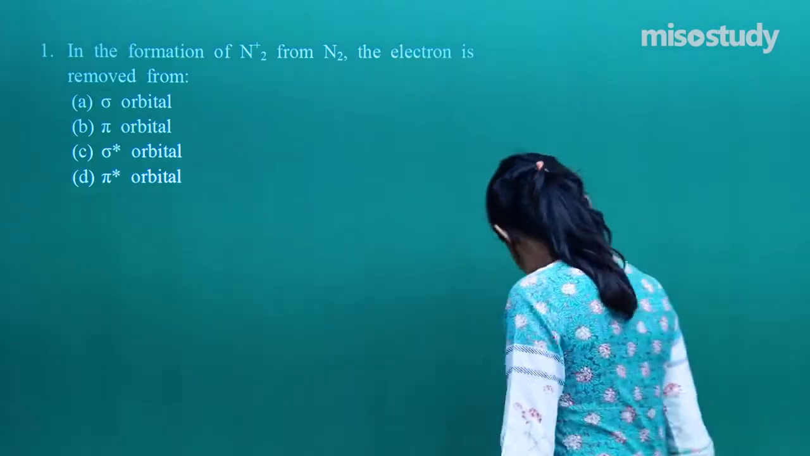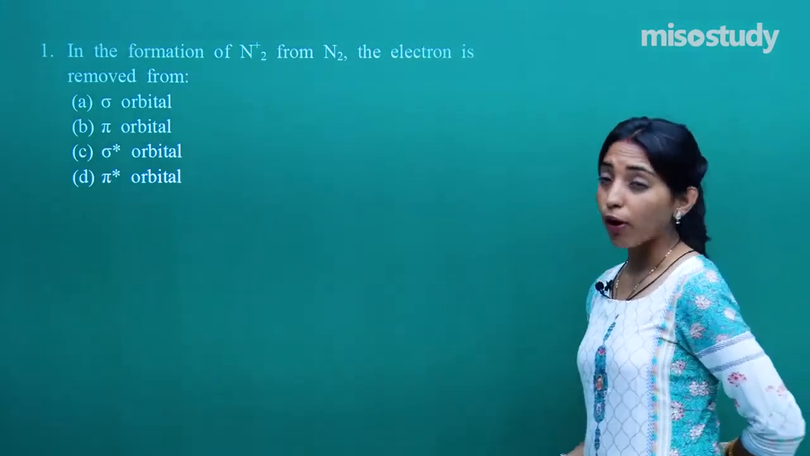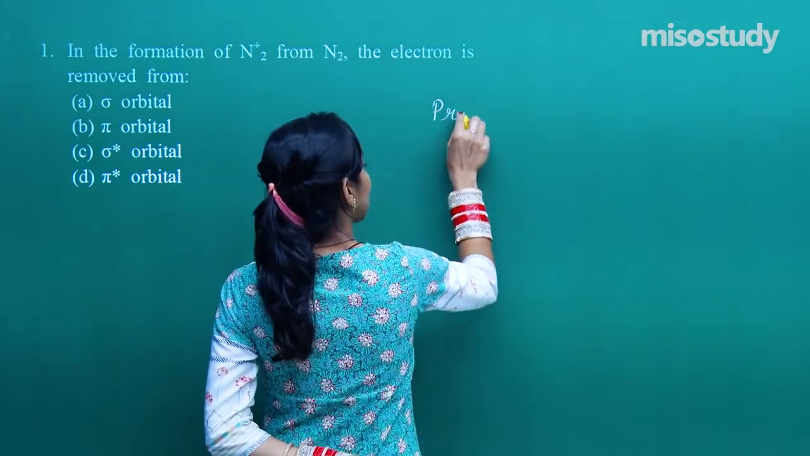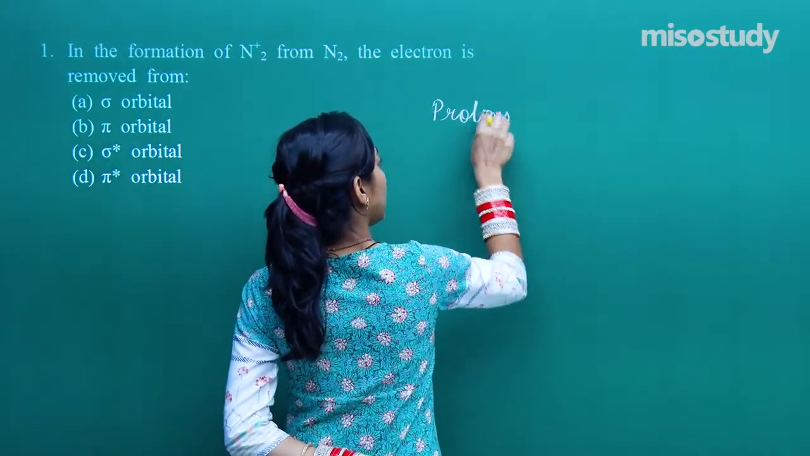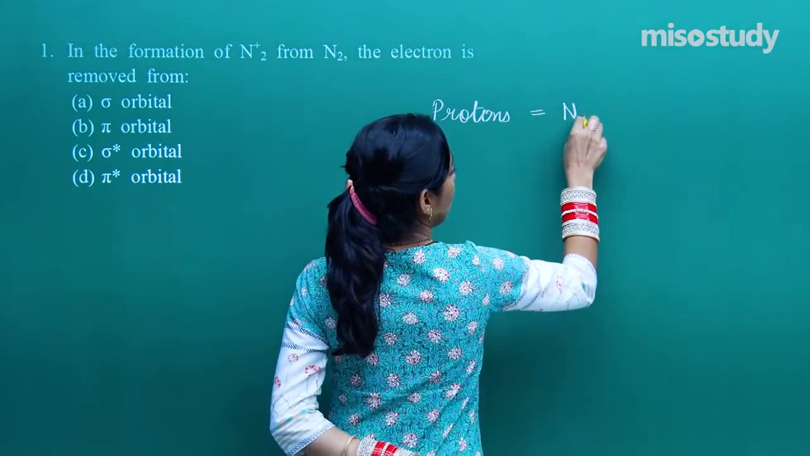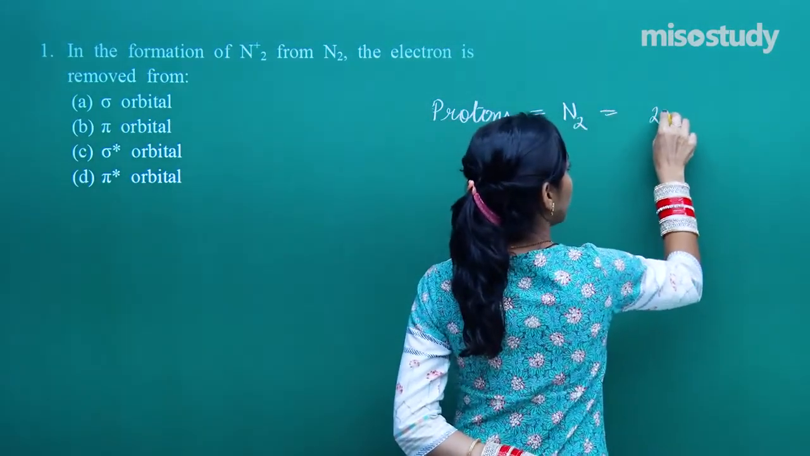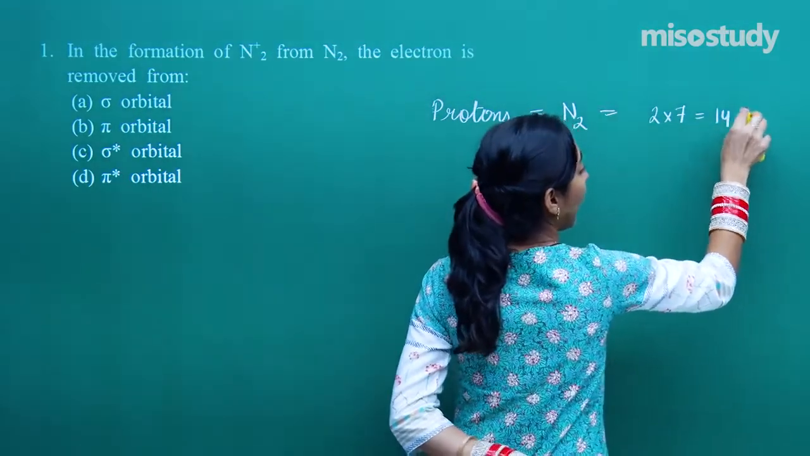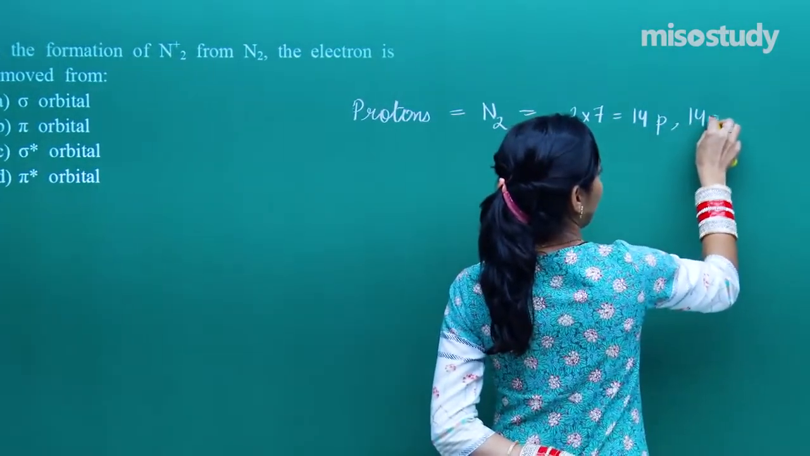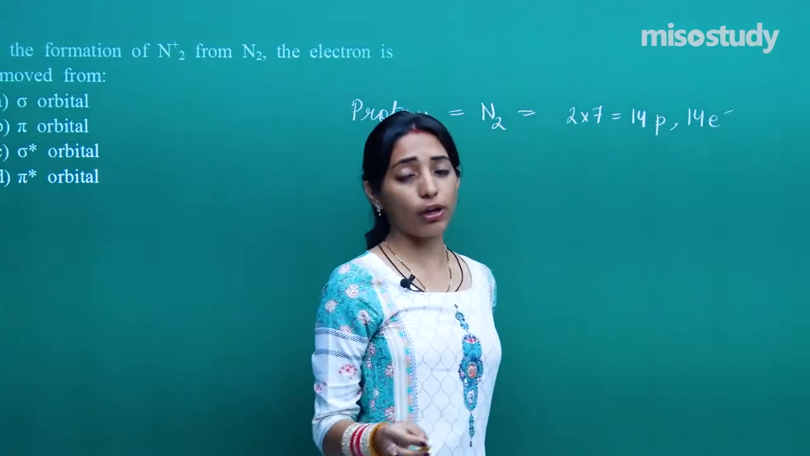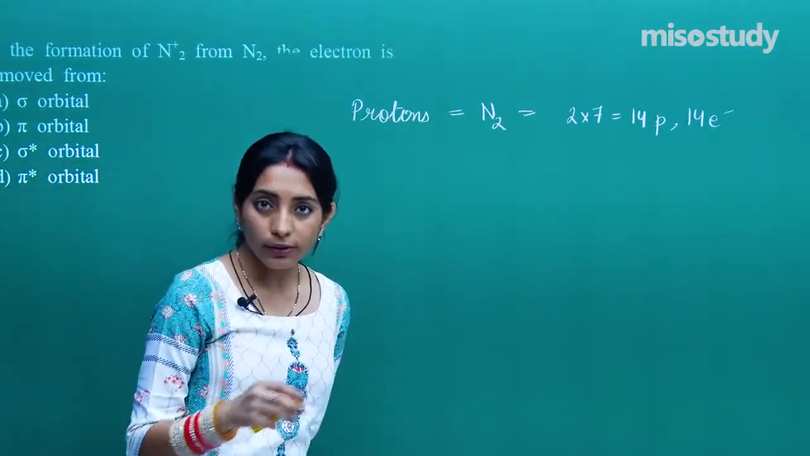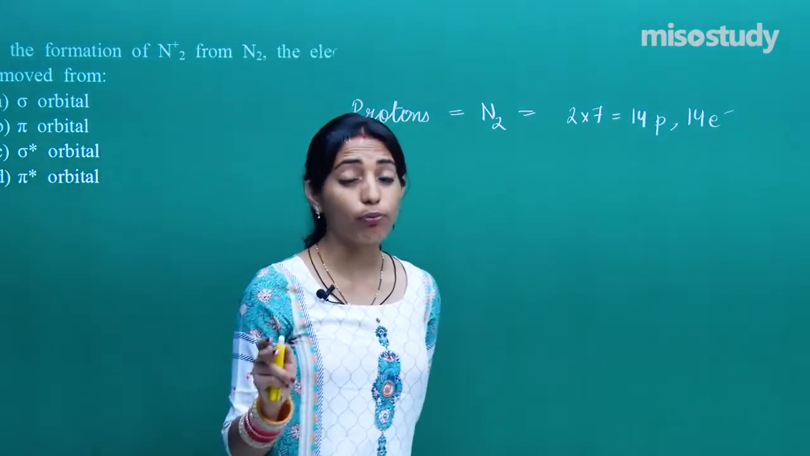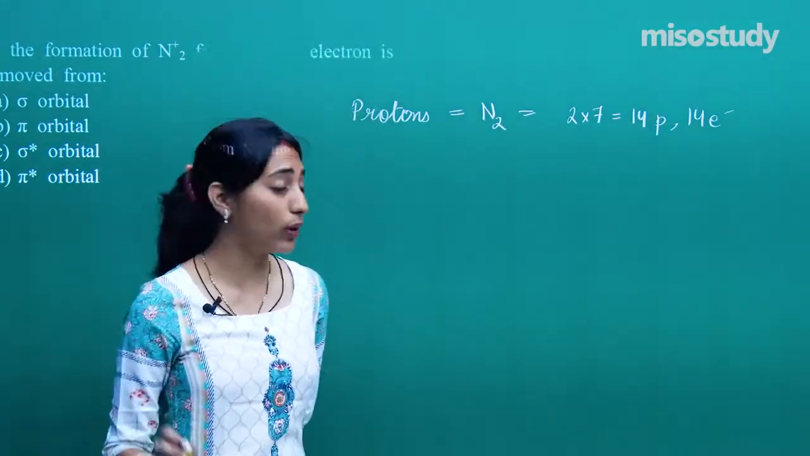So now since you know that the total number of protons in the case of N2 is 2 into 7, that means there are 14 protons, and thus there will be 14 electrons since I am talking about a neutral molecule of N2. So I should be first of all drawing the molecular orbital diagram. You know, right, there are two types of molecular orbital diagrams that we do consider.